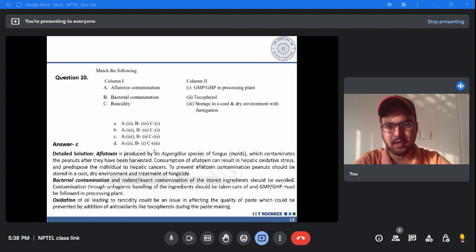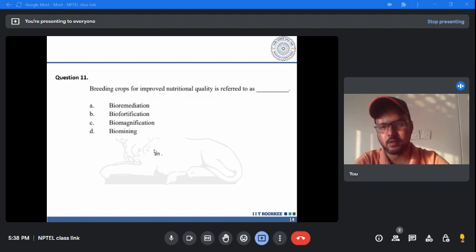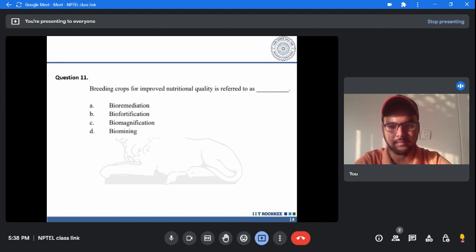I hope you guys understand this. Then question 11: breeding crops for improved nutritional quality is referred to as: A, bioremediation; B, biofortification; C, biomagnification; and D, biomining. Please write your answer in the comment box. Then I will let you know what the right answer is after a while.